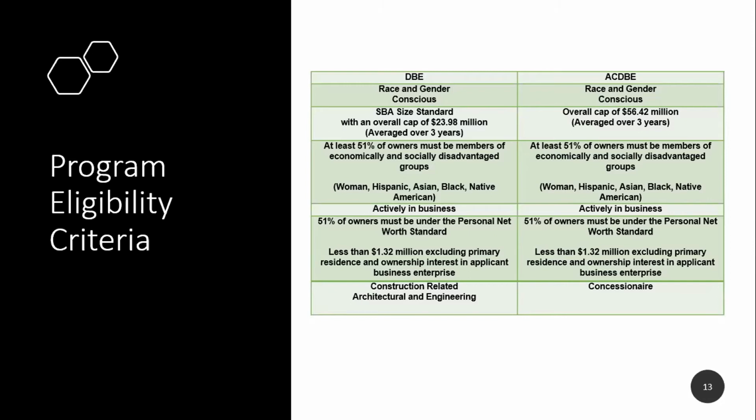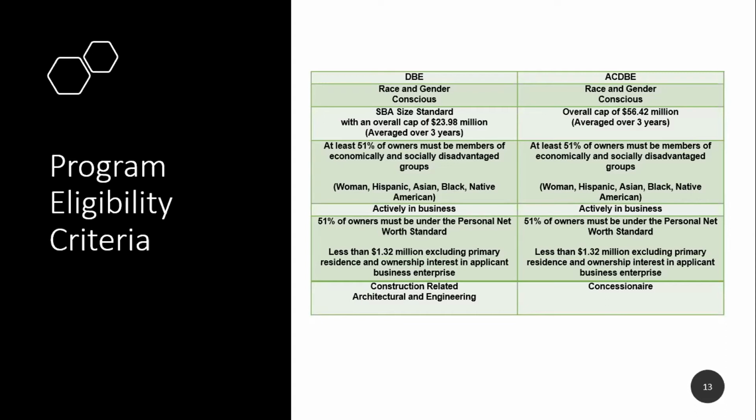Program eligibility criteria. Both DBE and ACDBE programs are race and gender conscious. The size standards do differ. The SBA size standard for DBE has an overall cap of 23.98 million, averaged over a 3-year period. The ACDBE overall cap is 56.42 million, averaged over a 3-year period.